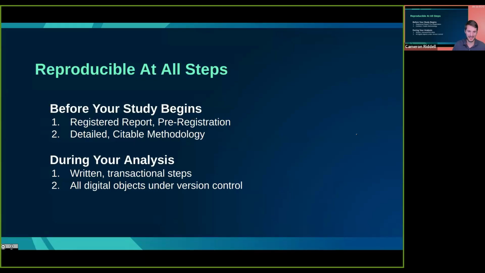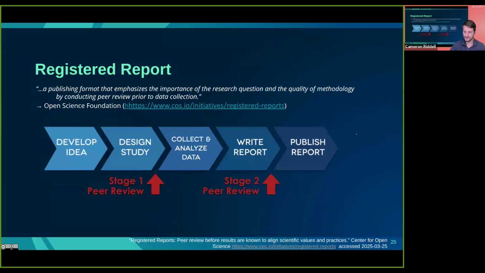And then during your analysis, this is when you have your written out transactional steps, meaning if I take input data set A, here are the transformations that I apply to it in order to get out to maybe the statistics that I'm going to report in my paper. And then, of course, we want all of our digital objects under some sort of version control, because this gives you the transparent history as to how things changed over time. So let's begin at the top here.